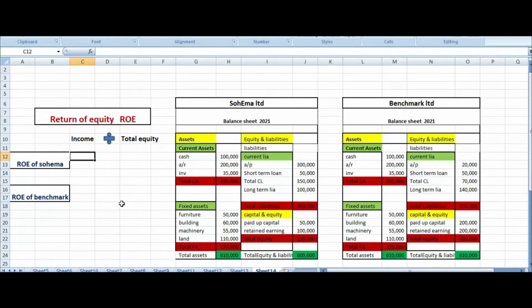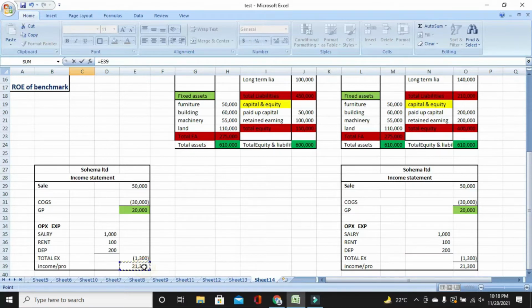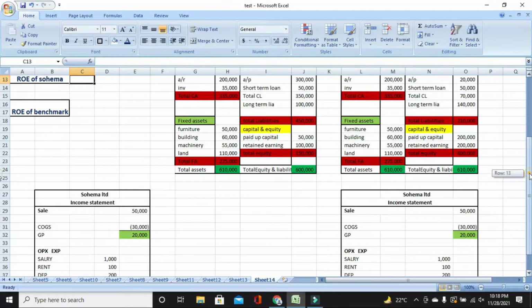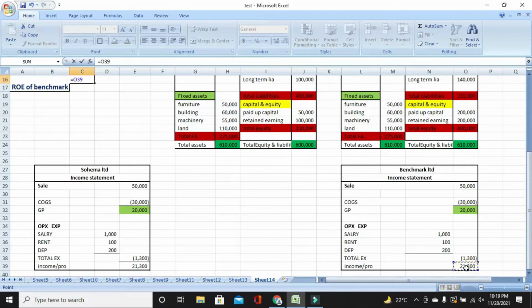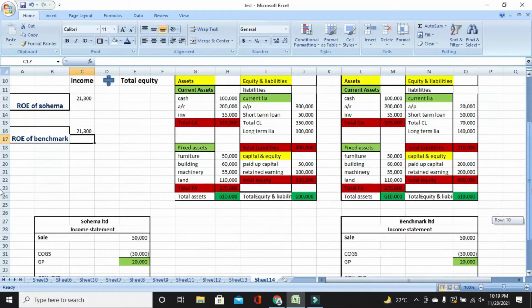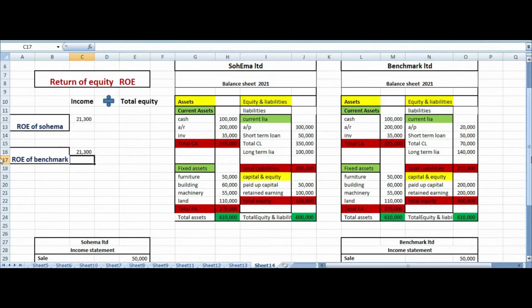Okay, so the income of Soima Limited is 21,300. And the income of benchmark is 21,300. So the income of both of these companies is the same. So now we will see the total equity of these companies.